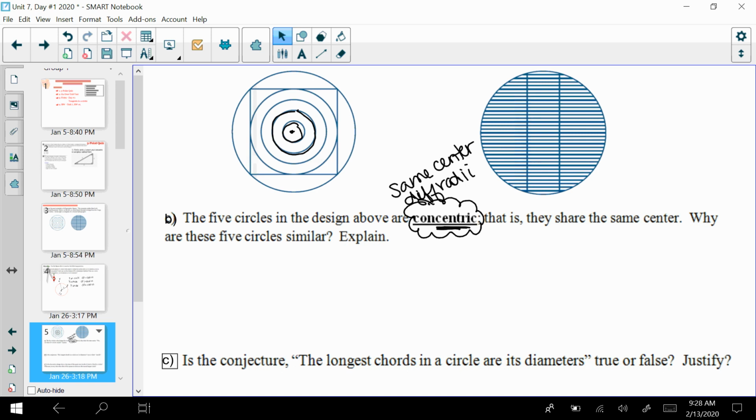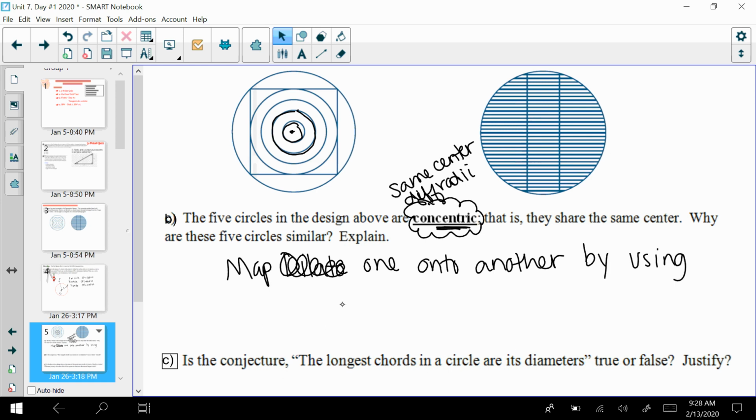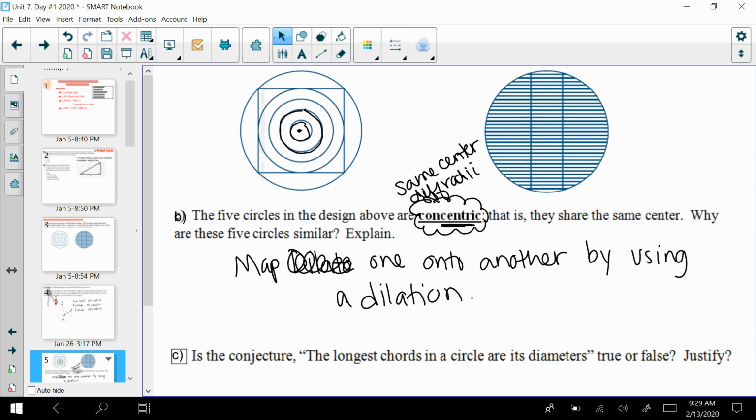Why are they similar to each other? Well, that's just because we can dilate one onto another, let's say map one onto the other by using a dilation. So if we just made one of those larger, we scaled it, they would map onto each other. Okay, conjectures is just like a guess.